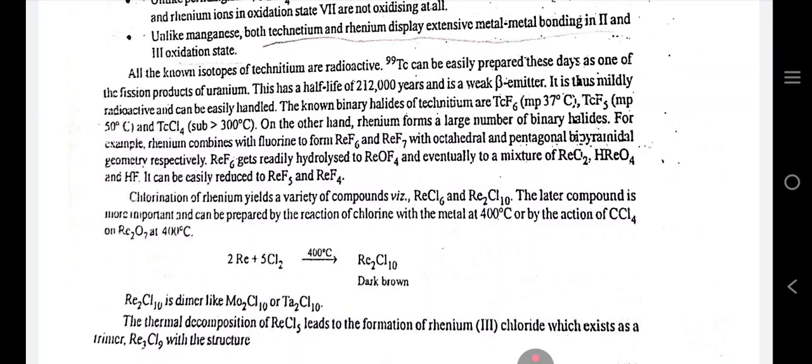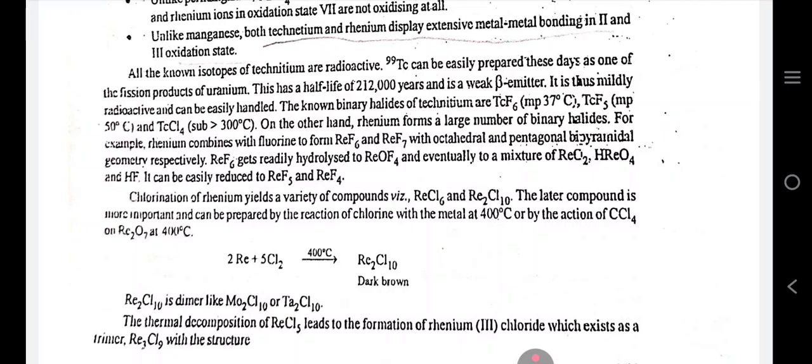All the known isotopes of technetium are radioactive, and it can be easily prepared these days as one of the fission products of uranium. This has a half-life of 2,12,000 years and is a weak beta emitter. It is thus mildly radioactive and can be easily handled. The binary halides of technetium are few. On the other hand, rhenium forms a large number of binary halides.